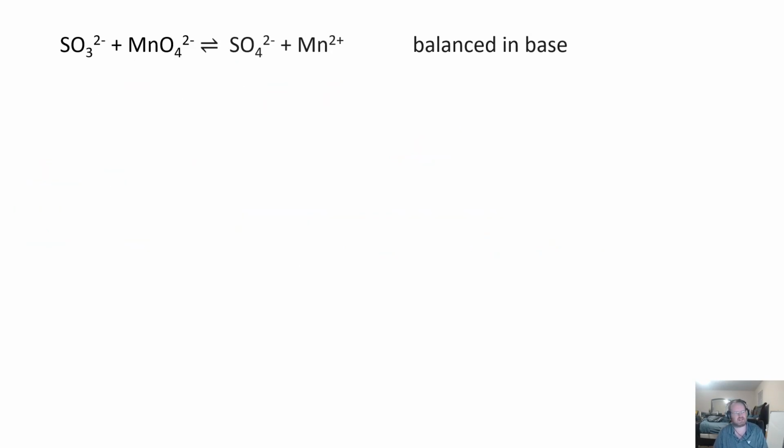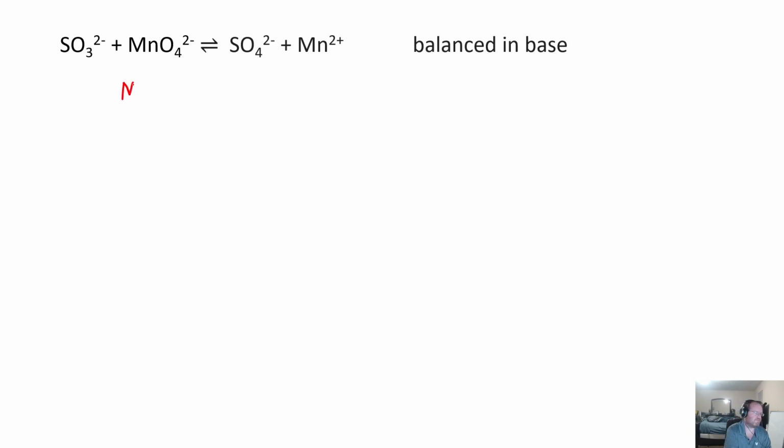Here, we're going to balance SO3 2- plus MnO4 2- goes to SO4 2- plus Mn2+ in base. You solve this similarly to the acid condition. You just add one more step at the end to get rid of all your H+ and instead have OH- available, since you would expect there to be hydroxides, not H+, present.